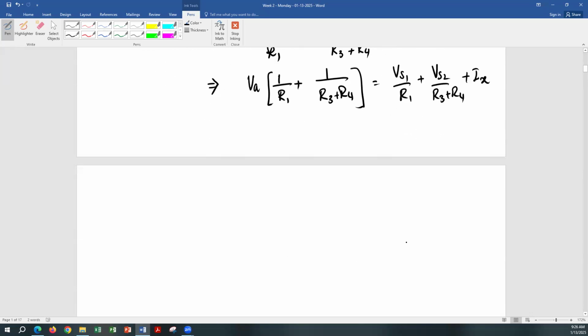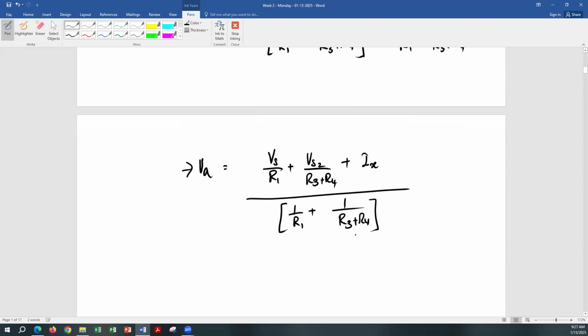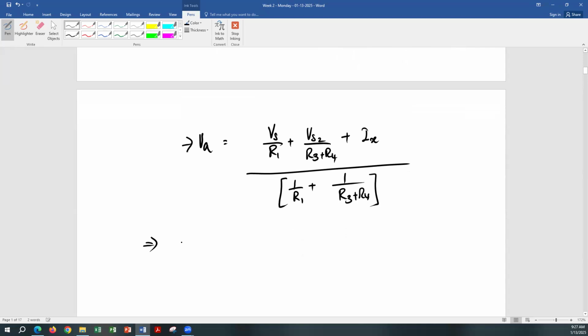And since we need to know what VA is, let's write it down in terms of VA. VA is equal to Vs1 over R1 plus Vs2 over R3 plus R4 plus Ix, divided by the multiple of VA, which is 1 over R1 plus 1 over R3 plus R4. Let's calculate that in MATLAB.